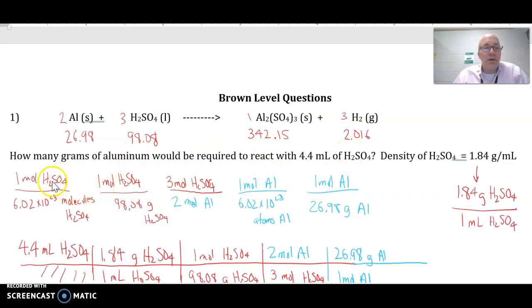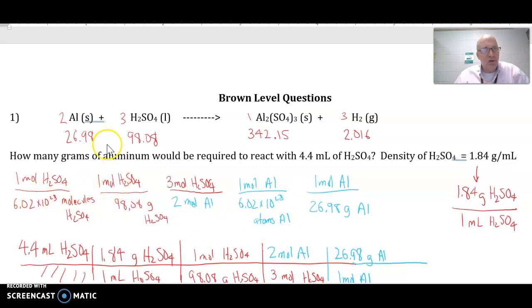With any chemical, remember there's always two things that you can write about it. A mole of that chemical is 6.02 times 10 to the 23rd of that particular molecule. Notice I did the same thing for sulfuric acid here, and also with aluminum right here. Again, this is atoms of aluminum because that's an element, a single atom element, and therefore it's atoms.